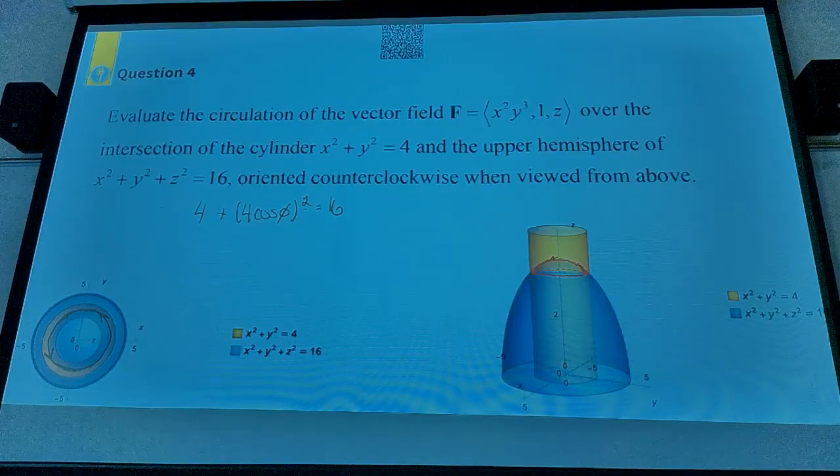x squared plus y squared is 4. Right, that's the cylinder. z is rho cosine phi. Radius of the sphere is 4. Over 16. 3/4. Take the square root of both sides.